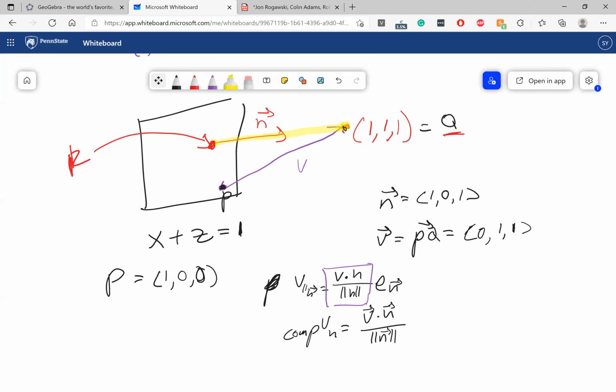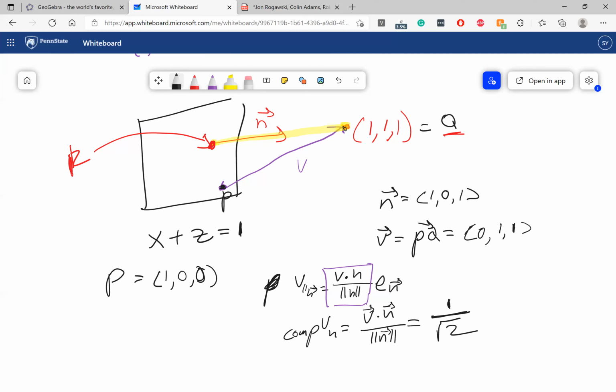Okay, so let's do this. Let me see something for a second. Okay, so this is going to be the dot product of these two vectors is 1. And then when we divide by the magnitude of n, the magnitude of n is just going to be the square root of 2. So this should be our distance.